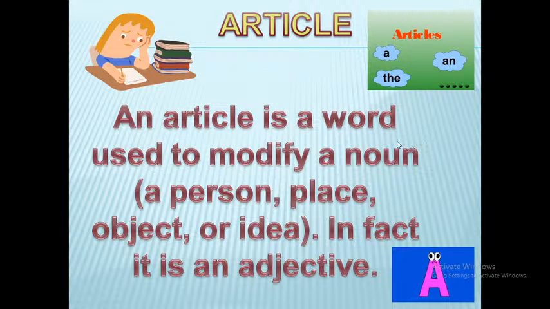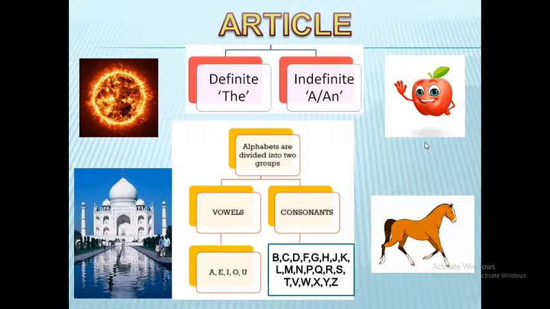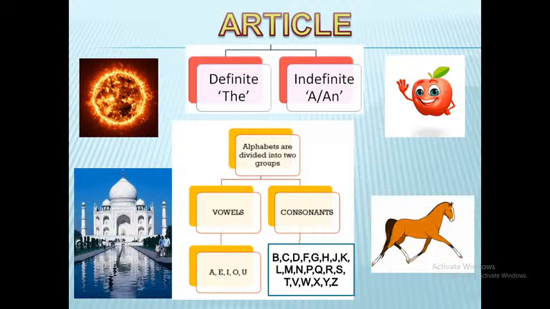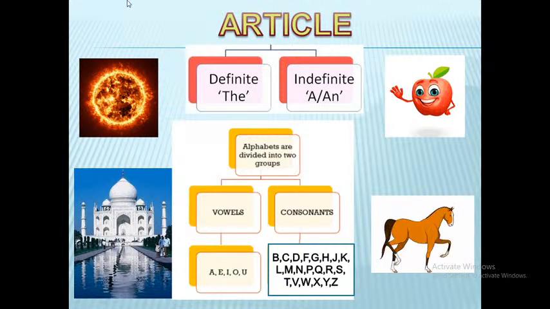Then again further we learned the division of articles. The articles are of two kinds. They are definite article and indefinite article. The definite article includes the, and indefinite article includes a and an. Okay, just a minute. And that's all we learned.